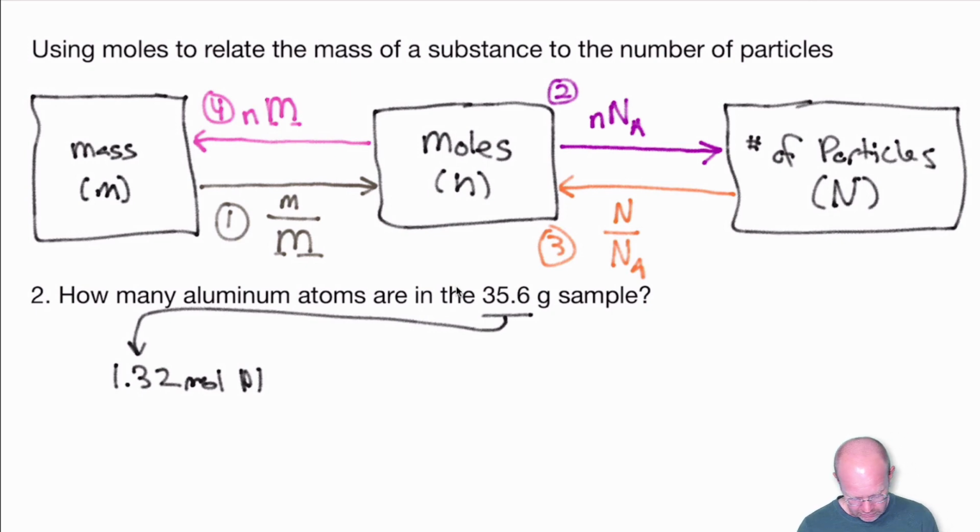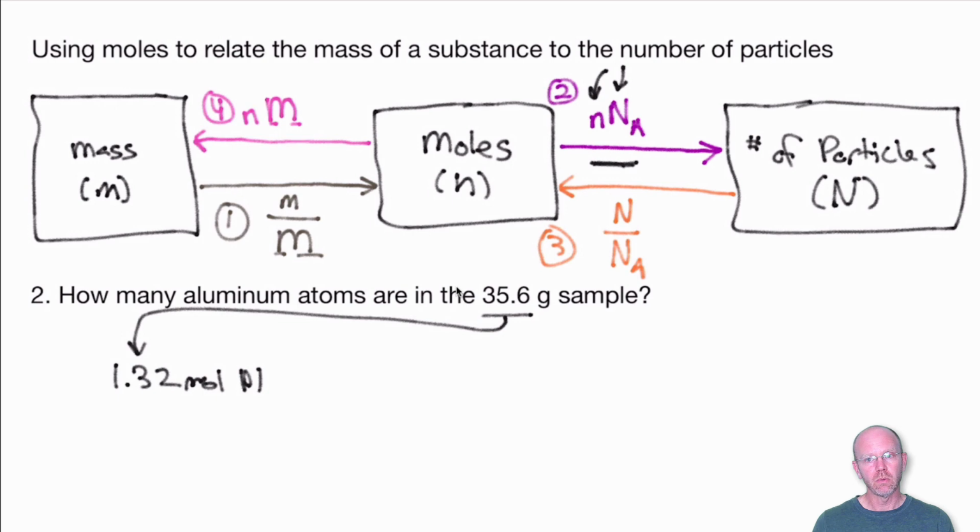And now what I'm trying to do is calculate the number of atoms in that sample. So now I'm up here to number 2. I'm going to use this formula where I take the number of moles of aluminum and multiply it by Avogadro's number. Like if you have 1 dozen eggs and you want to know how many eggs you have, you multiply it by 12. So you have 12 eggs. If you had 2 dozen eggs, you multiply that by 12 and you have 24 eggs in that sample.